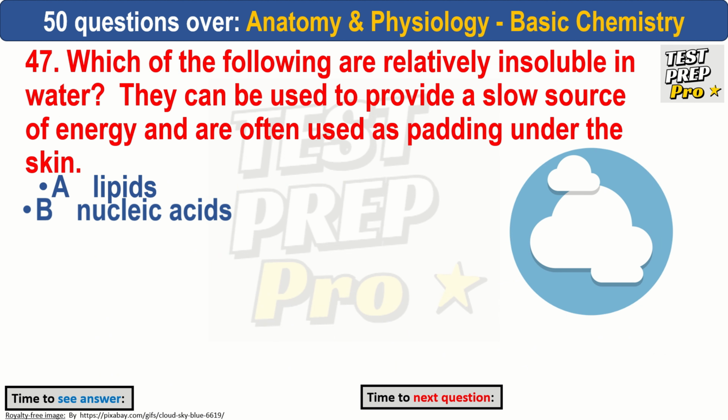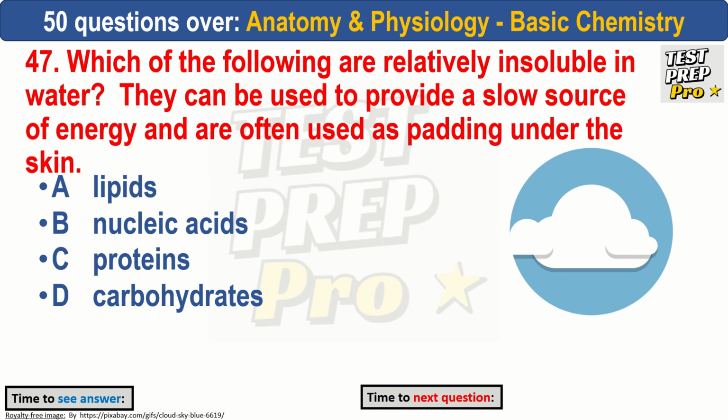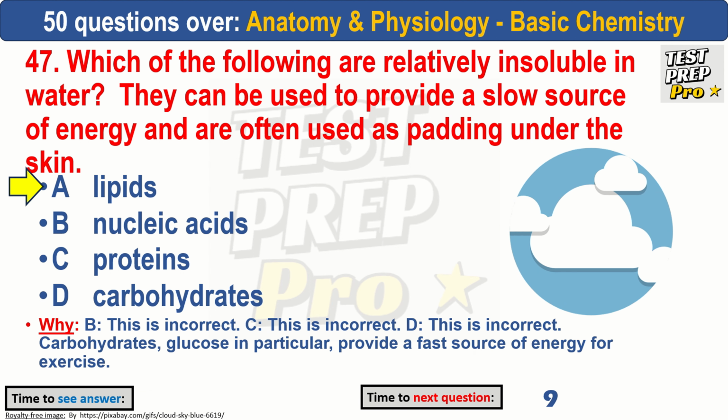Which of the following are relatively insoluble in water? They can be used to provide a slow source of energy and are often used as padding under the skin. A. Lipids. B. Nucleic acids. C. Proteins. Or D. Carbohydrates. The answer is lipids. Your fuel most of the time is lipids. If you do fast exercise, it switches over to glucose as being the preferred fuel for the body.